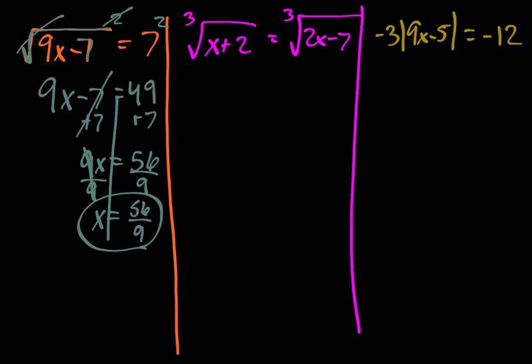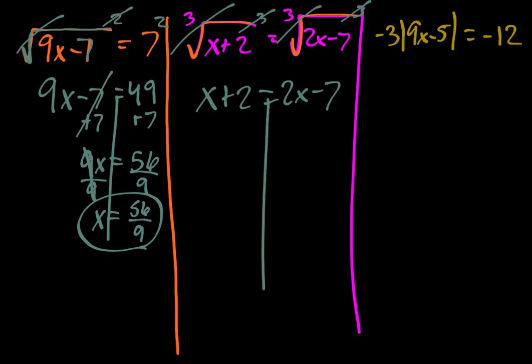All right, so on this one, notice we have a cube root on both of these. So what we can actually do is just go ahead and cube both sides, and that's actually going to get rid of everything. So I'm going to cube both sides and leave me with just x plus 2 equals 2x minus 7. And then from there, I'm just solving the equation like I normally would. Because I have an x on both sides, I'm actually going to subtract x from both sides and then add 7 to both sides.